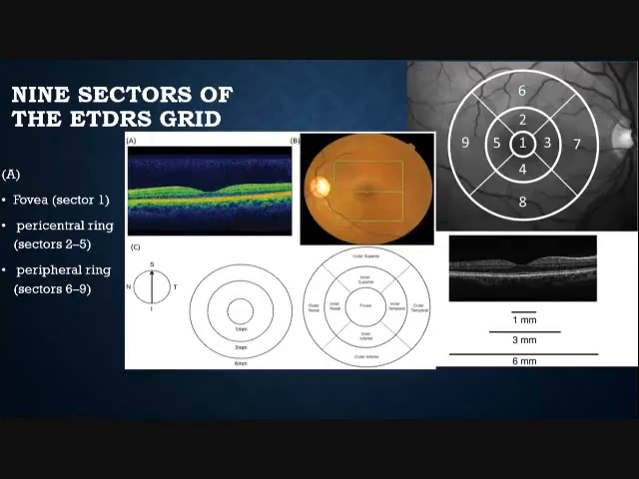So these are the 9 sectors of the ETDRS grid, and as you can identify, the central portion is 1 millimeter, and this is the fovea. And this is the pericentral ring, which occupies 3 millimeters of the area, and this is the peripheral portion of the ETDRS sectors, which occupies 6 millimeters. So we can detect the thickness of each quadrant and each sector of the ETDRS grid.